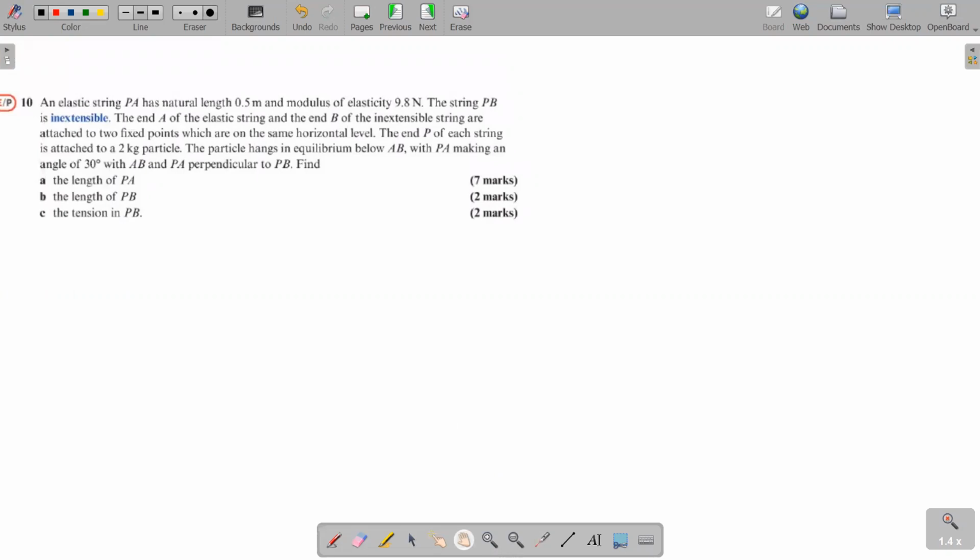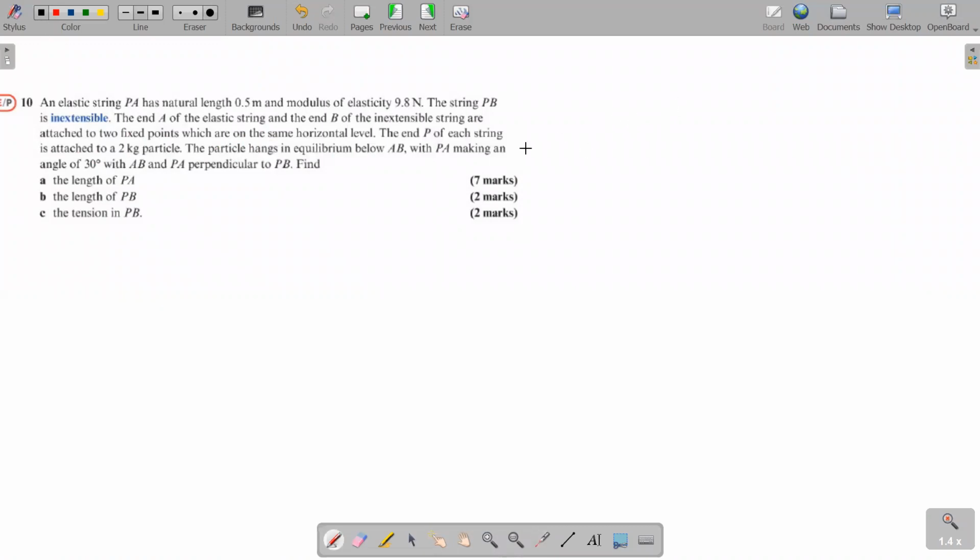Okay, so they say here, an elastic string PA has natural length 0.5 meter and modulus of elasticity 9.8 newtons. The string PB is inextensible. This is really important. So you have an elastic string PA and the other string is inextensible. Remember, inextensible means the normal strings that you use in M1 and M2, which means there is no extension, just the normal string. The end A of the elastic string and end B of the inextensible string are attached to two fixed points which are on the same horizontal level.